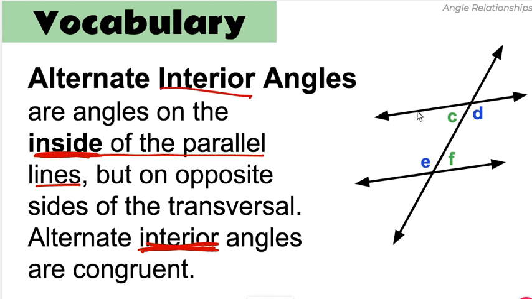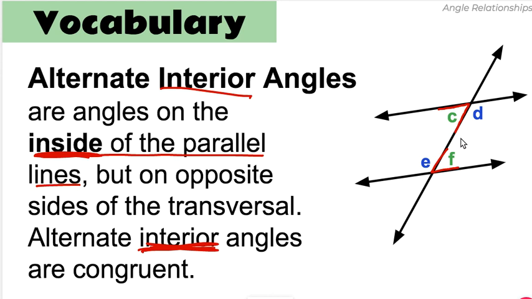Make sure this says interior to match our interior. So first thing, we are looking at the inside. Interior. So we're looking at the interior of our illustration here. So if I look at the interior, I'm looking at opposite angles. They're on opposite sides. They're on alternating sides of the transversal. And when you look at these, do you see how angle C is acute? And so is angle F.